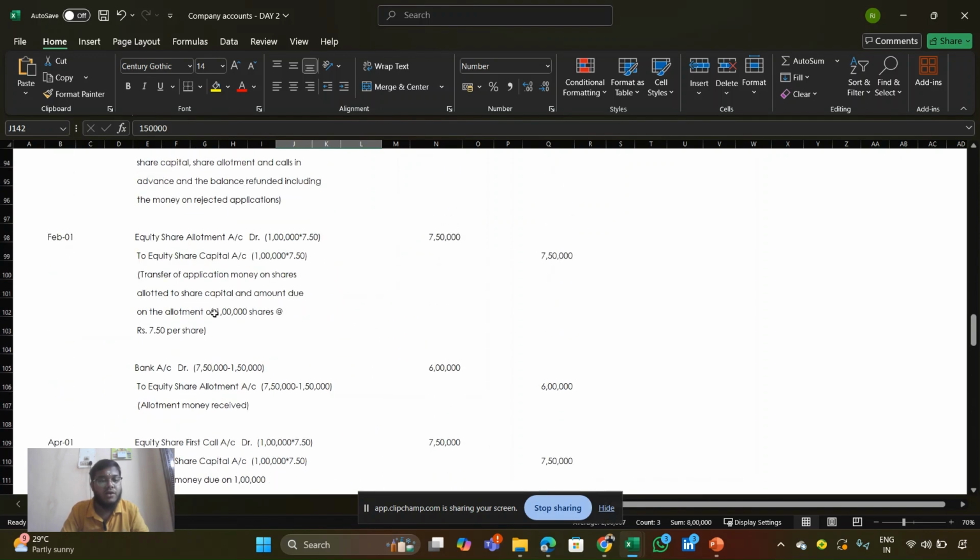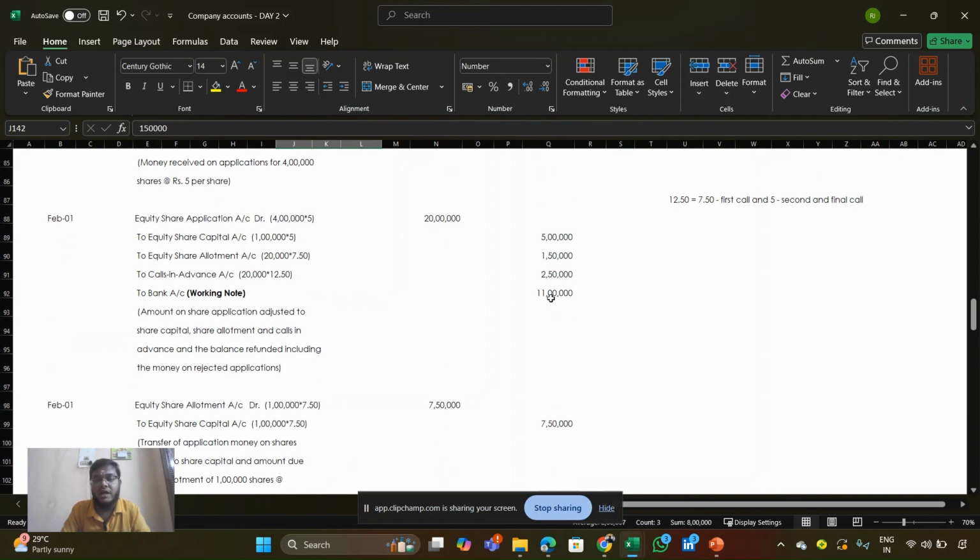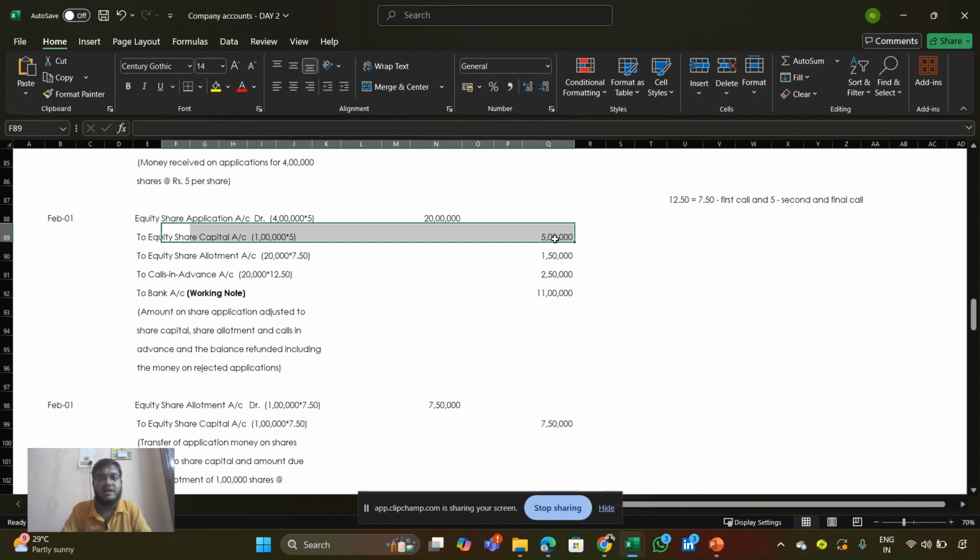So we have written here bank account debit to bank account, 11 lakh is the rejection amount. To calls in advance is the call amount adjustment, equity share allotment is the equity share allotment adjustment, and to equity share capital we have transferred 5 lakh. Okay, this is the third alternative. This is a combination of both pro rata and rejection.